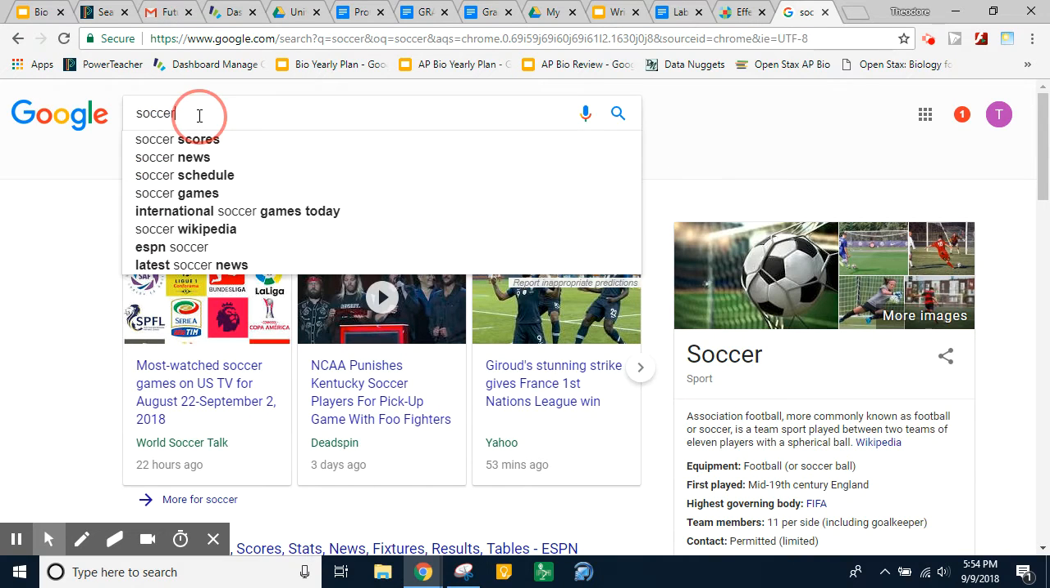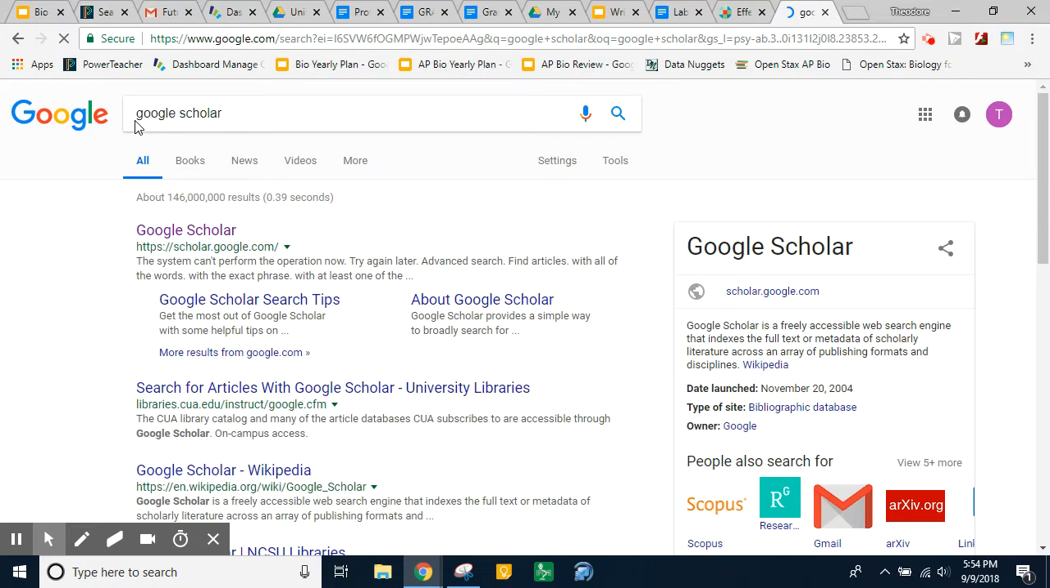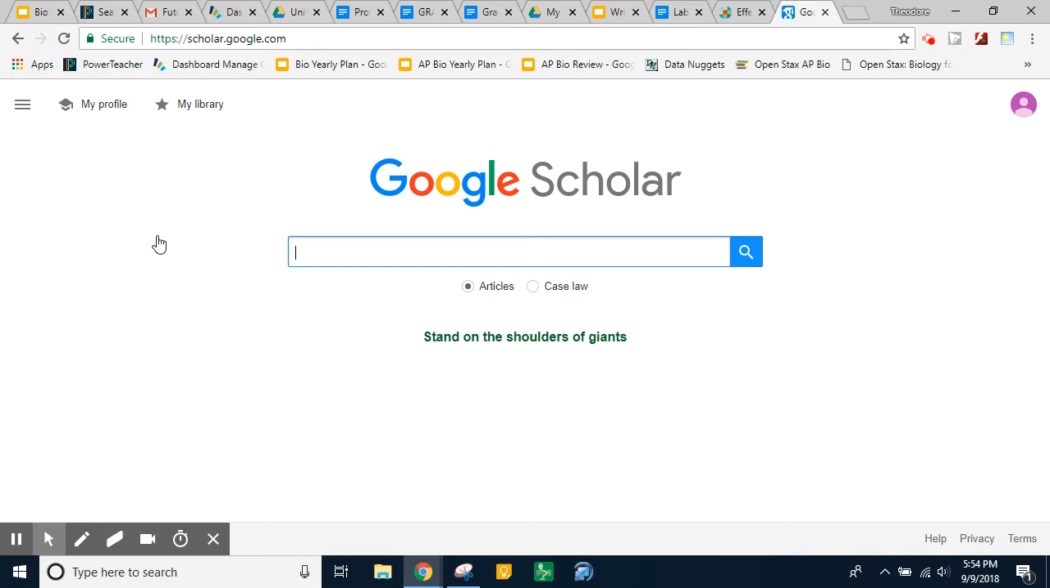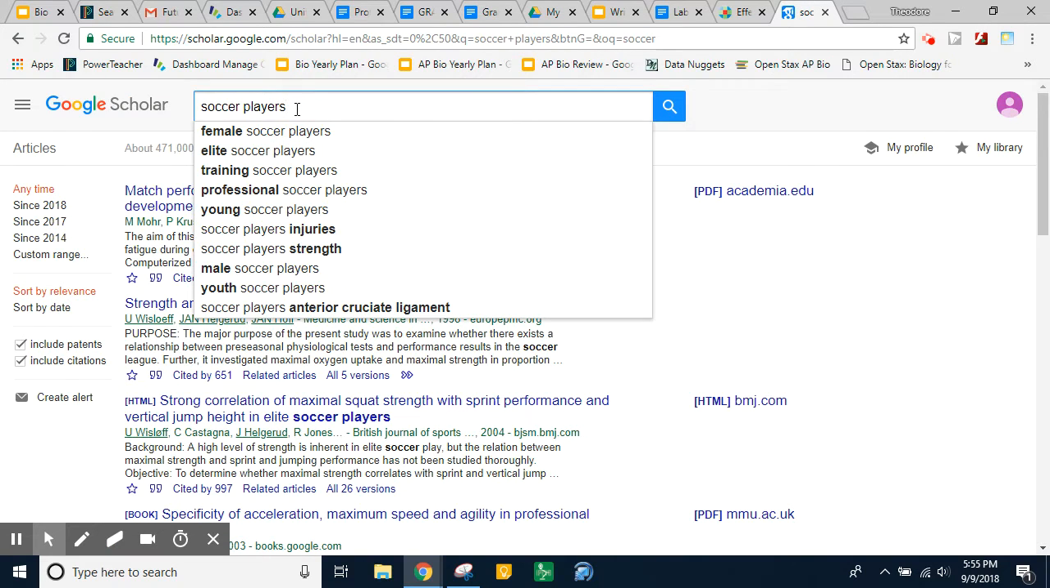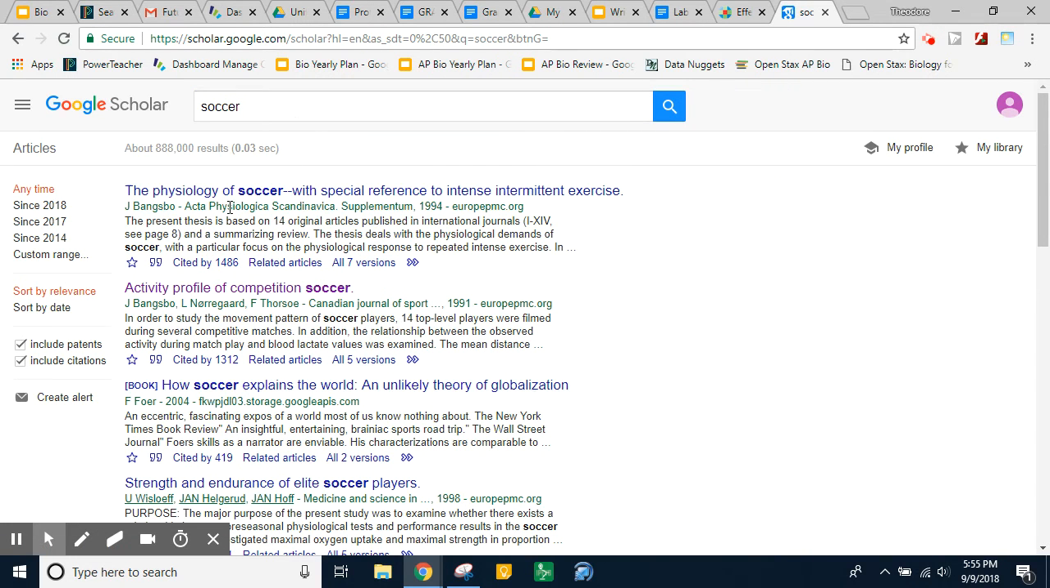But if I'm going to look for more scientific published research, we would go to Google Scholar instead. Google Scholar works the same way as normal Google, but now you're only searching within published research articles or sometimes books. So now if I type soccer in here, I'm going to get very different results. Now it's all these things that are cited, and you can actually look at related articles.